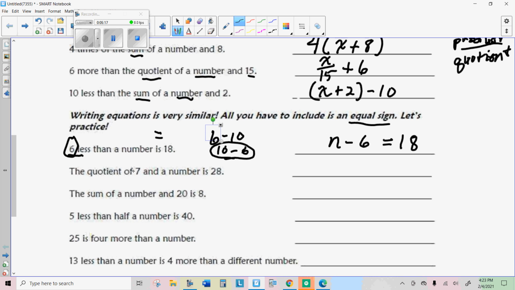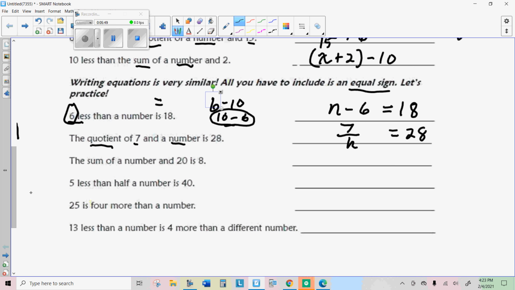Okay? So the quotient of 7 and a number is 28. So we're going to put equals 28 because the is right before the 28. Quotient means divide. We want to divide 7 and the number. So pick whatever number you want. I'm going to use H this time for Hermanson. So the quotient of 7 and a number is 28. All right, go ahead, you try the rest of them, and you can check back and see which ones you got wrong. I'll explain them if I think there might be some confusion.